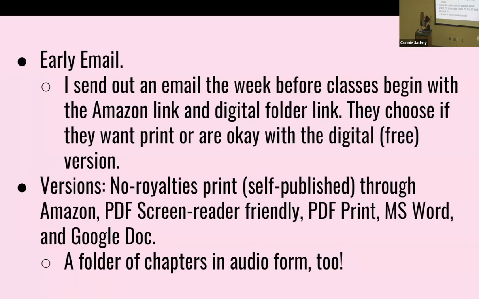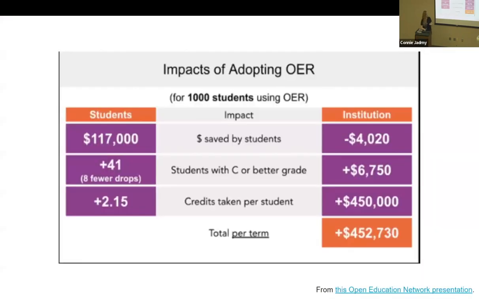And they decide right away if they want print or they're okay with having it digitally free on their phones or devices. I have different versions. I have the print. I have a PDF screen reader version for those who need to put it through a screen reader. I have a basic PDF print if they want to go to a different service, like Lulu Publishing, where they could print on Lulu. Lulu is slightly more expensive than Amazon. I have a Microsoft Word version and a Google Doc. And of course the audio.